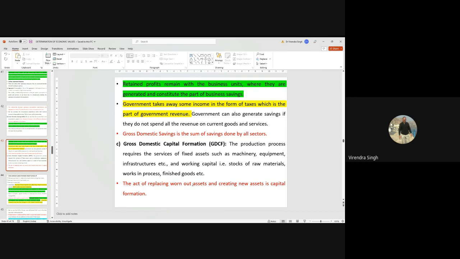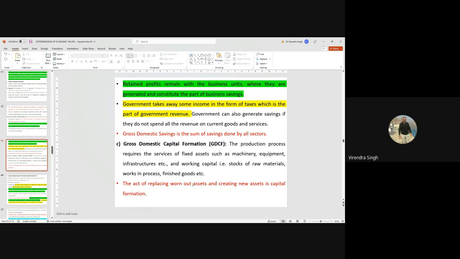Governments take away some income in the form of taxes, which is part of the government revenue. But a government can also generate saving if it does not spend all the revenue so received on current consumption of goods and services. Actually, the revenue raised from the public in the form of taxes has to be used by the government for creating common goods for the people in the society, particularly for those who cannot afford to buy these goods and services.